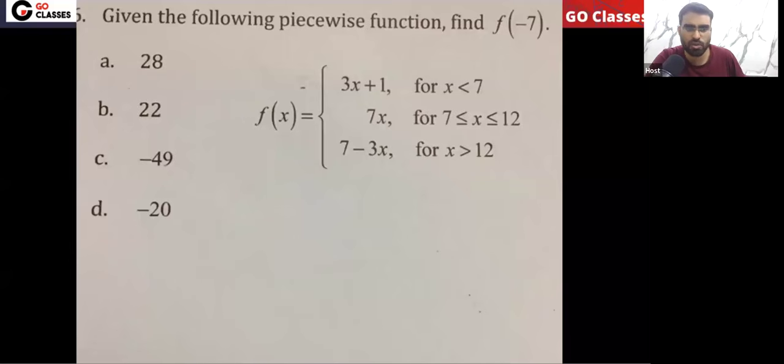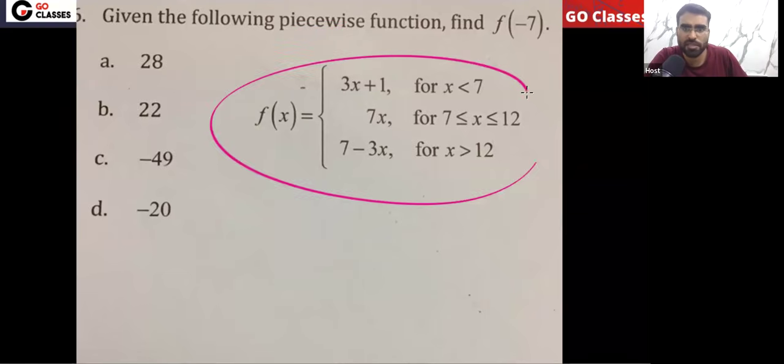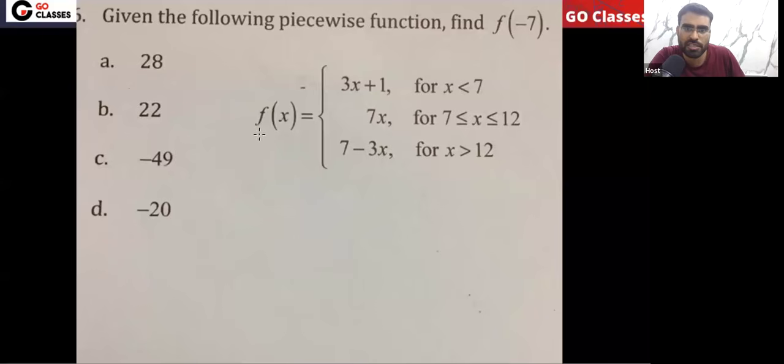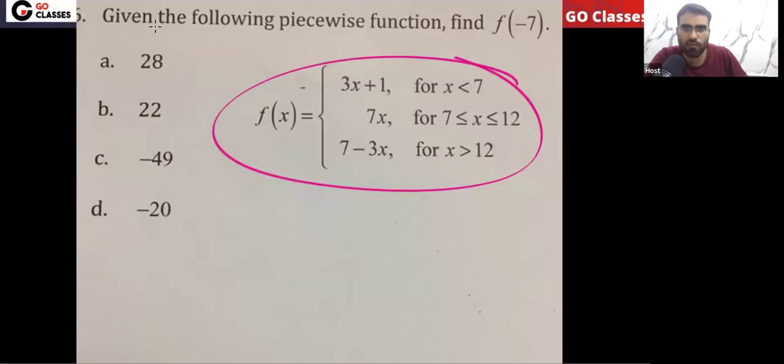Tell me the answer for this question quickly. Given the following piecewise function, find f of minus 7. This description is given to you. The question is saying that when the input is less than 7, output will be 3x plus 1. When input is from 7 to 12, output is 7x. When input is greater than 12, then the output is 7 minus 3x. So this is the description of a function.